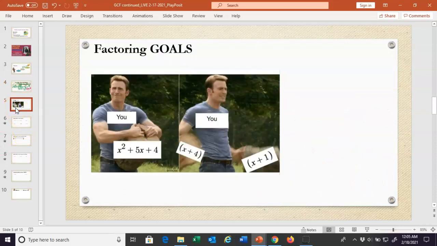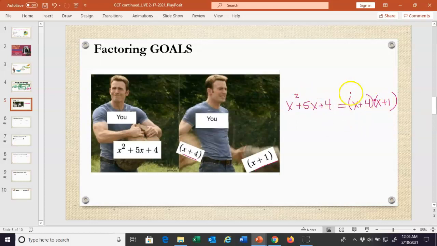So now, factoring goals. I love this meme so much. This is you, Captain America. Just kidding, you can be anybody. And here's a polynomial. And look what Captain America is doing. He's splitting the wood with his hands and breaking it apart into those two factors, those two binomials. So that's the whole point of factoring. You're going to start with a trinomial usually, and you are going to write it as the product of two binomials. Product meaning multiplication, right?